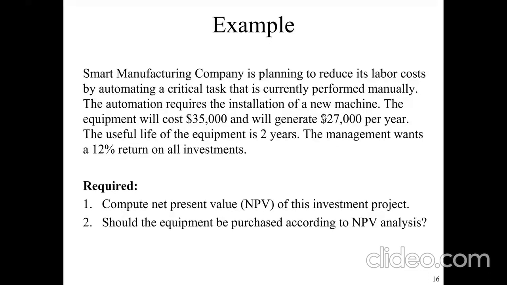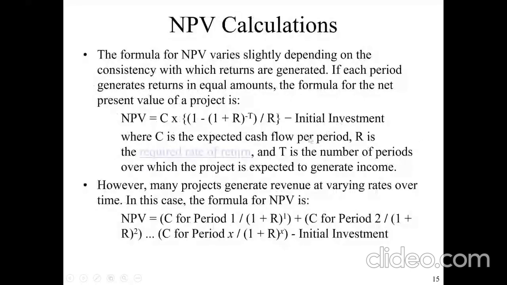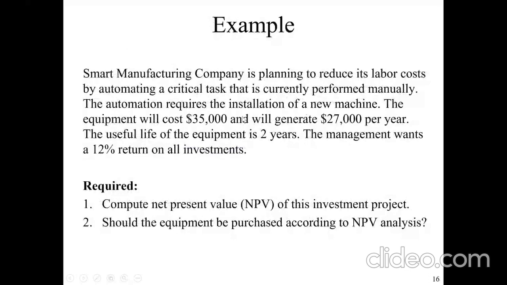Now, the management of the company wants a 12% return on all investments. So whenever they make an investment, they expect 12% return on it. So that is the R. And then the time period is T. That is the 2 years. And this is the initial capital that they are spending, that is 35,000, the initial investment. And this is what they are going to be generating every year, and so that is the C. So we have now identified all the parts of the formula from the story. Let's see now how we can calculate the NPV from this example.